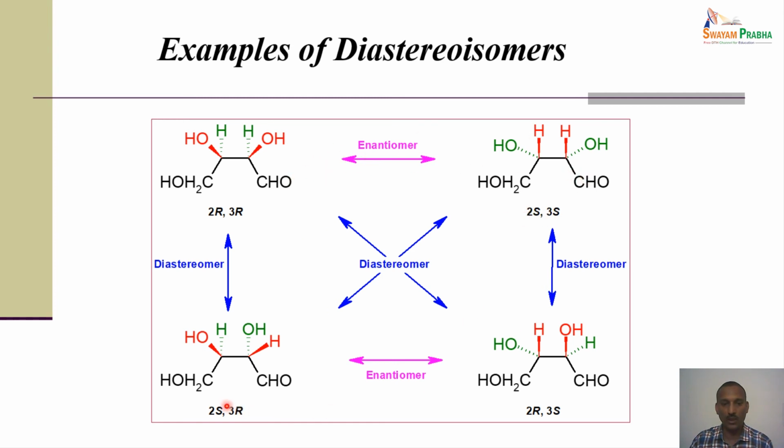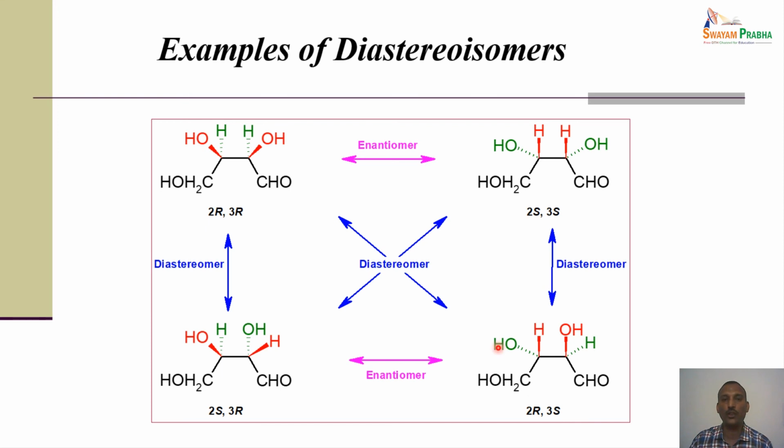So if you look at here, it is 2S and 3R. So the 2S should become 2R and 3R should become 3S. So both the chiral centers have to invert. Then only these pairs are called enantiomers. So this is the one thing you have to remember all the time.